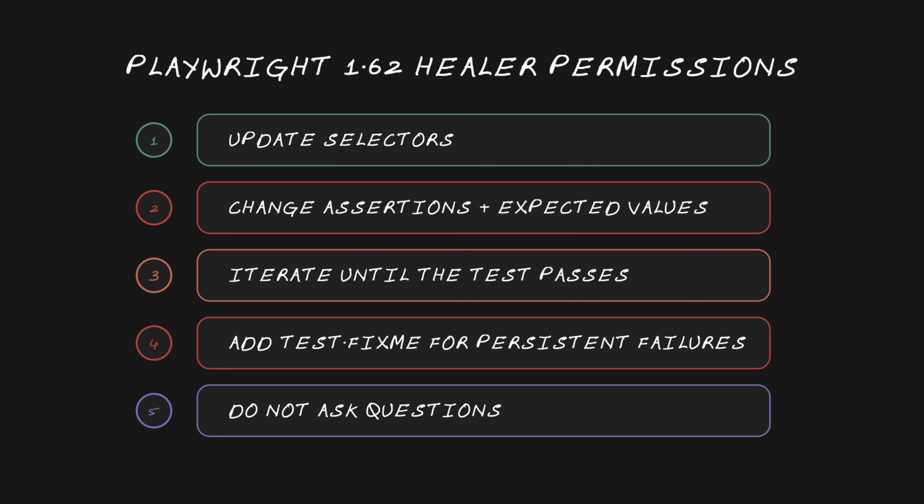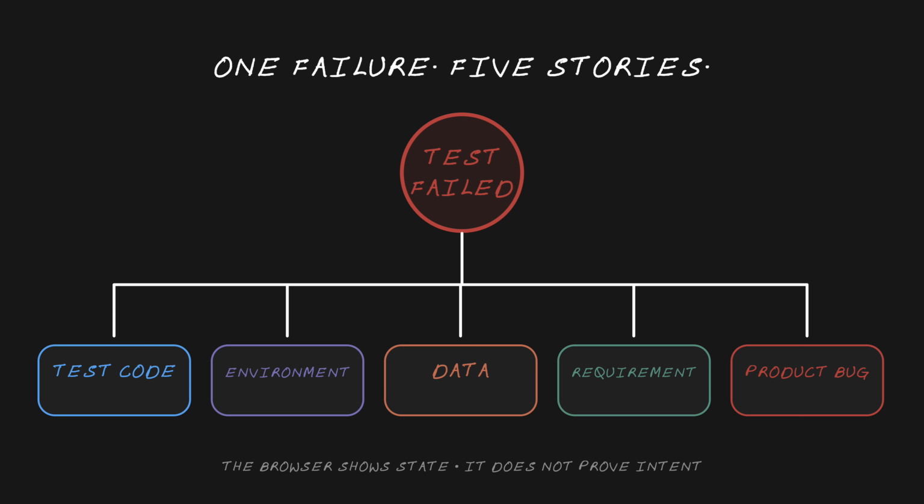Now let's open the generated healer definition for Playwright 1.62. As of this recording, it can update selectors. It can also change assertions and expected values. Less fine, it is told to keep working until the test passes. And when a failure looks like a product problem, it can add test.fixme, which stops that test from running. The prompt says not to ask questions. It should make what it considers the reasonable change. Efficient, certainly. Now we reach the job every QA engineer actually gets paid for, deciding why something failed.